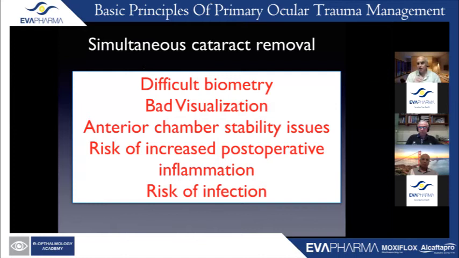at the same time. It's almost impossible to do proper biometry. You have bad visualization because of edema, the suturing, the cornea. You have anterior chamber stability issues because these are still fresh wounds. You have risk of increased post-operative inflammation because the eye is already insulted from the trauma. And you have risk of infection, as we have already stated.